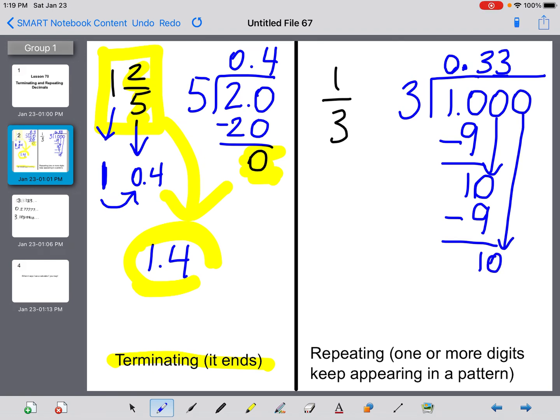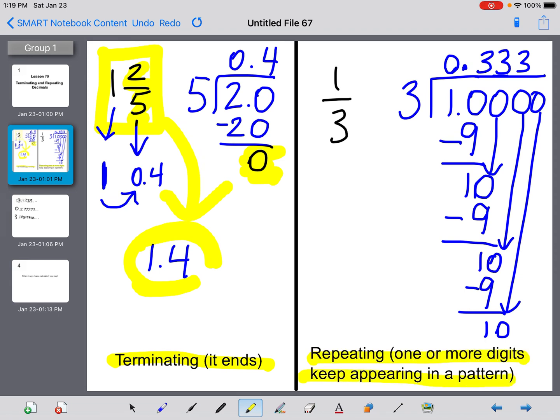Bring down another 0. Oh, we've got 3 into 10 again. Goes 3 times. 3 times 3 is 9. We end up with the same remainder of 1. We're going to bring down another 0, and I think you can see where this is going, grade 6. No matter how many division steps you do, you're going to keep ending up with a 3 up in your answer. So this is called a repeating decimal, which just means one or more digits keep appearing in a pattern. If I were to keep dividing, I would still be getting 0.33333333, and it would never ever end.